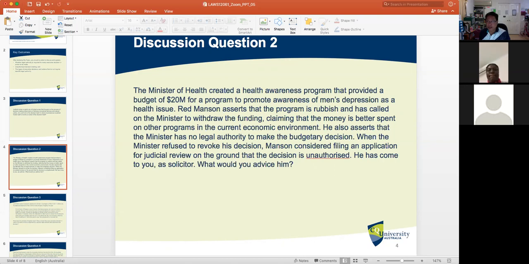So that's good. So there are three grounds which will be the basis for a solicitor to argue against an application for judicial review. One, there is no standing on the part of Red Manson. Two, this seems to be a non-justiciable question. And thirdly, the exercise of the executive power is actually authorized, either based on the prerogative power or the executive power under Section 61 of the Australian Commonwealth Constitution, or an implied power under Section 61 as well.